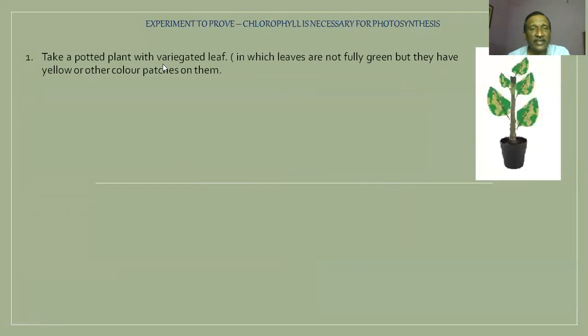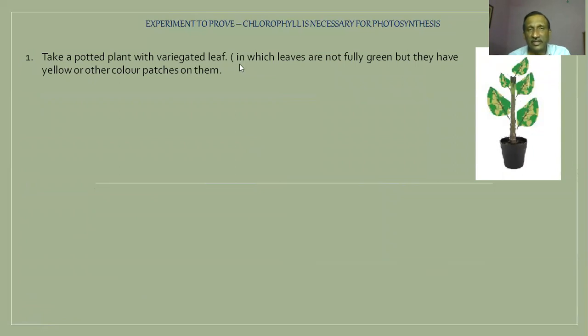Experiment to prove chlorophyll is necessary for photosynthesis. Let us see whether chlorophyll is necessary for photosynthesis. It is a very tricky experiment. In this experiment, we have to choose a plant with a variegated leaf. See, it is written: take a potted plant with a variegated leaf.